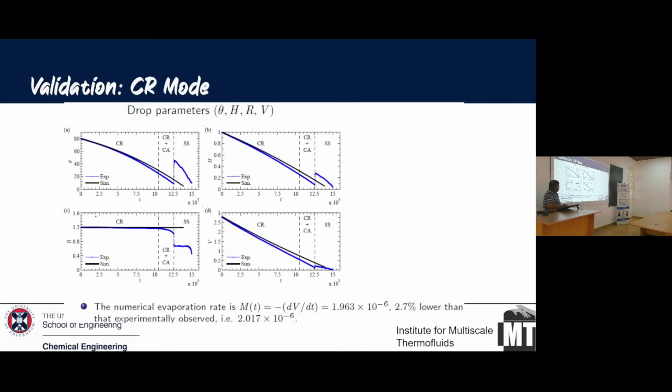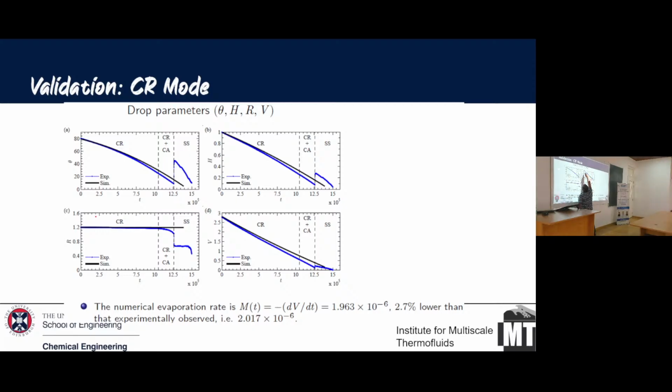Okay, so what we have done here, if you see the blue and the black lines, the black lines are simulations and the blue lines are experiments. The first thing is the change in contact angle with respect to time. If you see the black line, it is almost following the blue line, but at some point it starts deviating, and we know the reason why it deviates.